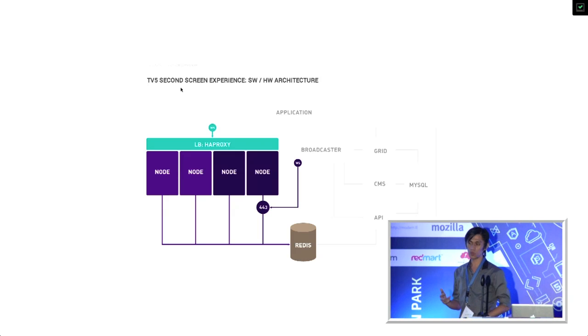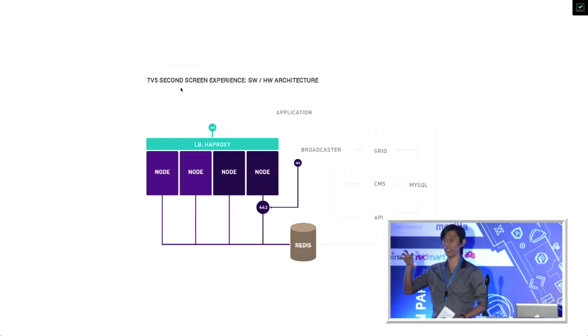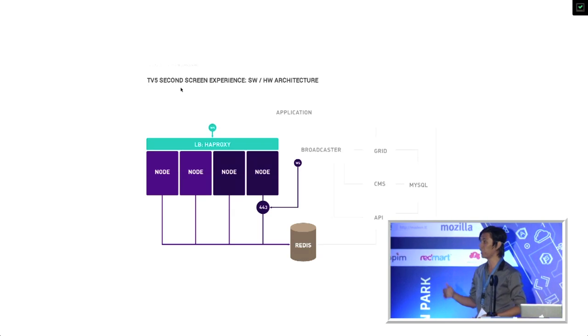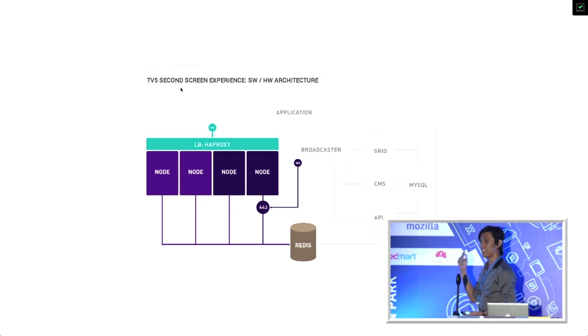What we've done is we just use Node as a relay server instead of using Node as a main application server. It gives us freedom to decouple services along the way. We need to integrate with several services here. We have the broadcaster that pushes the data. We have the grid that manages the schedule, a CMS, and an actual API that connects everything together. So that's how the application is structured.